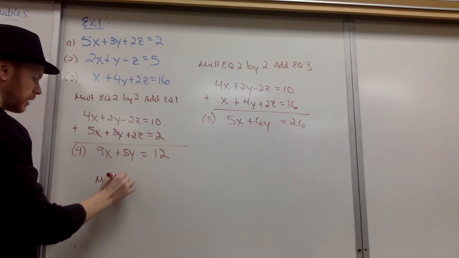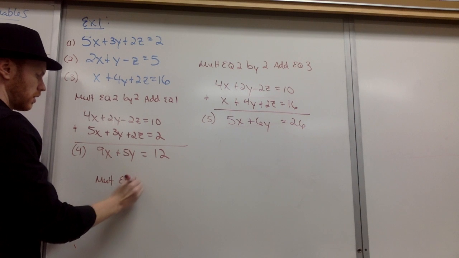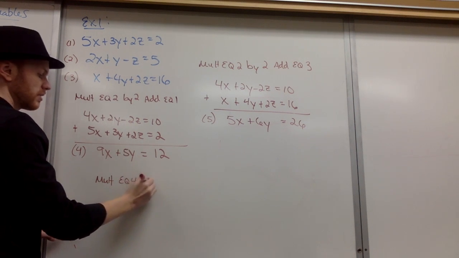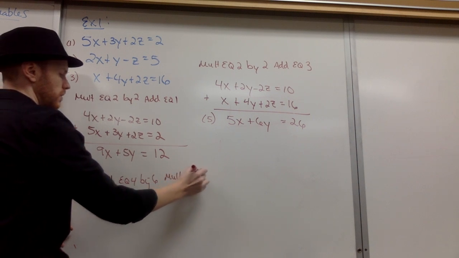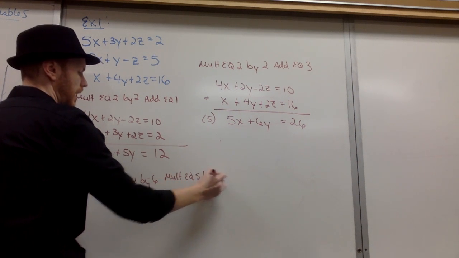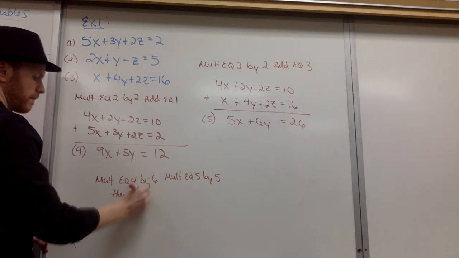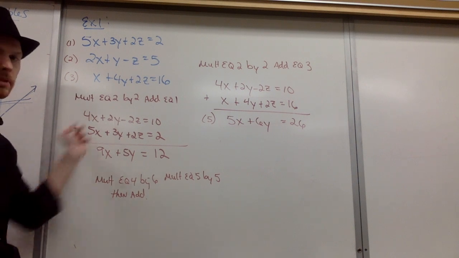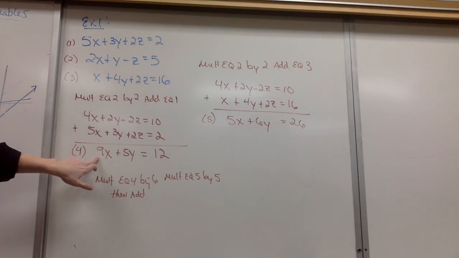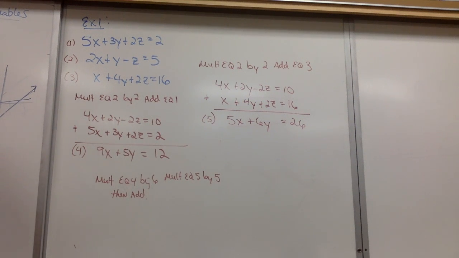So I'm going to multiply equation 4 by a negative 6, and then multiply equation 5 by a 5. Then I'm going to add them. I'm going to try and eliminate y. Now you could eliminate x by doing the same thing. Multiply this by like a negative 5 and this one by a 9. Either way, that can help you with it.